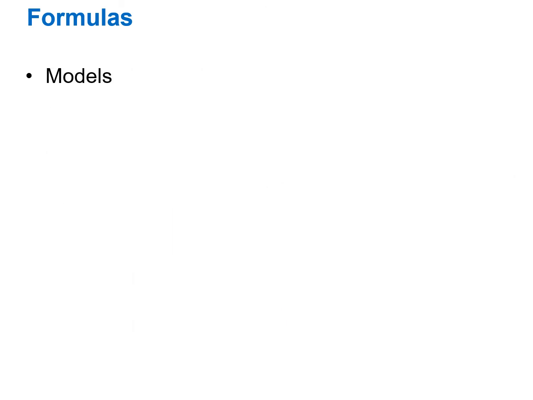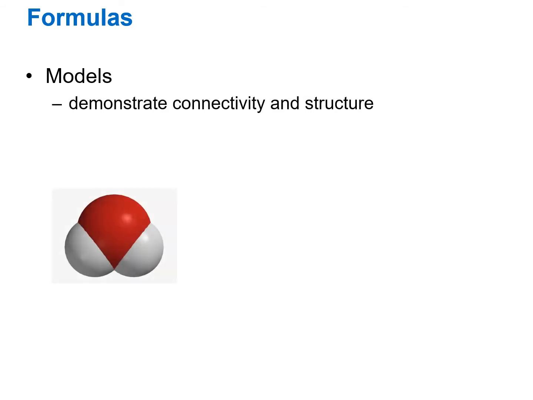We also use models to demonstrate the structure of atoms, and there's a couple of different ones. For example, you have the space filling model, and this shows you the real estate that each atom takes up in a molecule. And we can see the red guy here is pretty much the real estate hog, and that would be oxygen. Oxygen has a tendency to do that. And the two white ones are hydrogen. They're kind of small, so they take up a little bit less space.